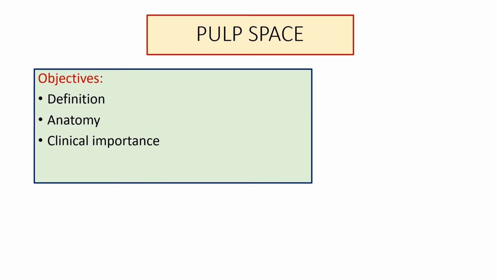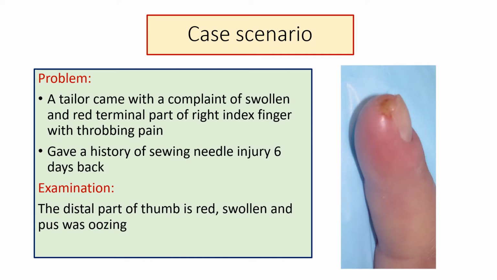The objectives for the present topic are that we should be able to define the pulp space, its anatomy, that is its boundaries and contents, and then its clinical importance. To understand the importance of the pulp space, let us see a case scenario.